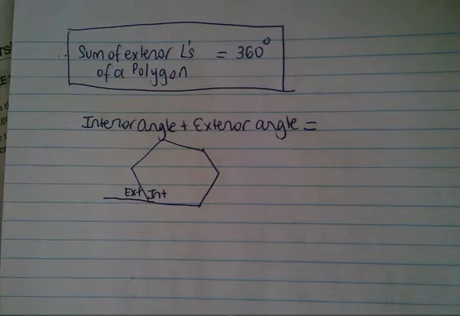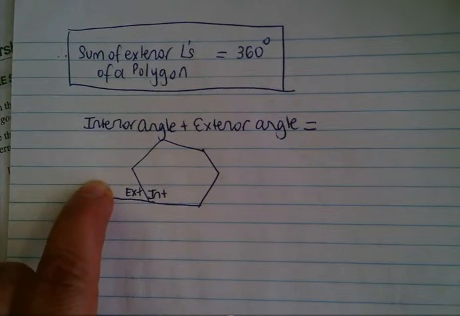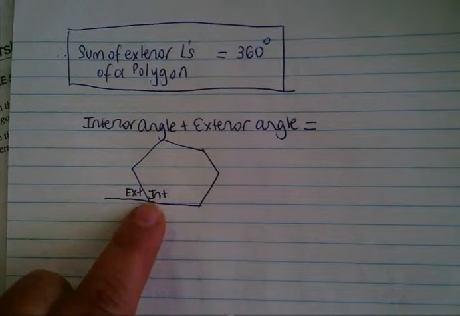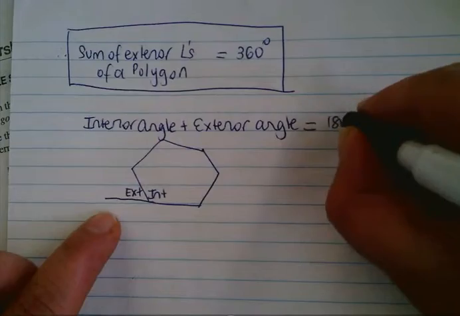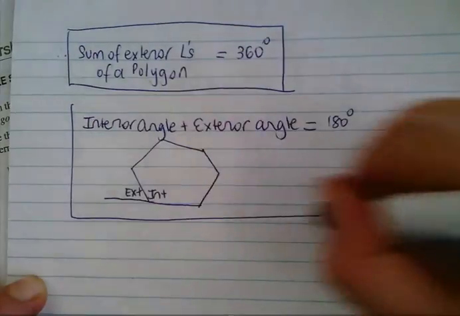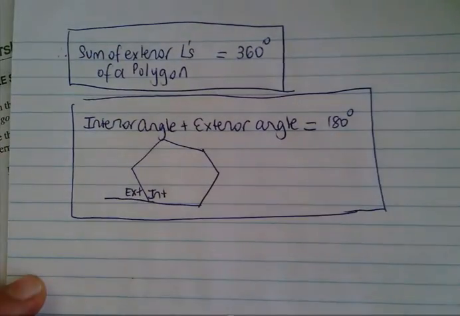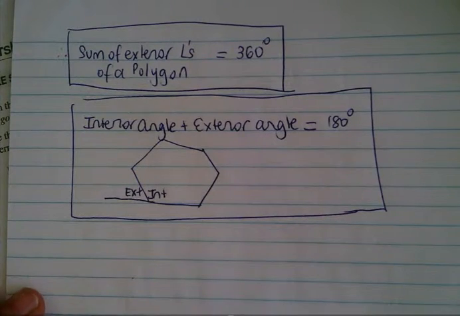So the rule is the sum of the exterior angles of a polygon is 360, whether it be regular or irregular. I can show you that in a minute. The interior angle plus the exterior angle at any vertex adds up to what? 180. They make a straight line. Because I think we've got a few other rules.